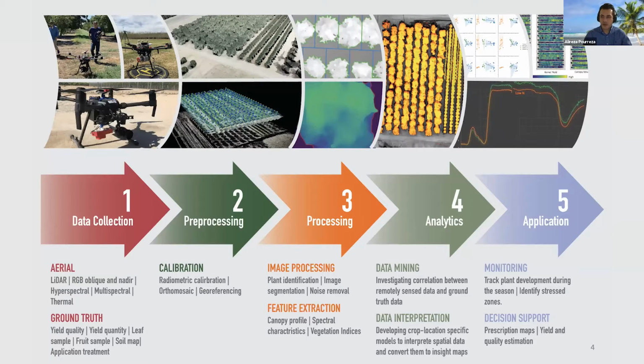This is an overall pipeline of UAS application in our lab. The first step is data collection that includes aerial data and also ground truth data. The second step is pre-processing, an important step where we make sure our data are precise. So we need to do a precise radiometric calibration, orthomosaic, and then georeference the data so we can compare and do some temporal analysis.